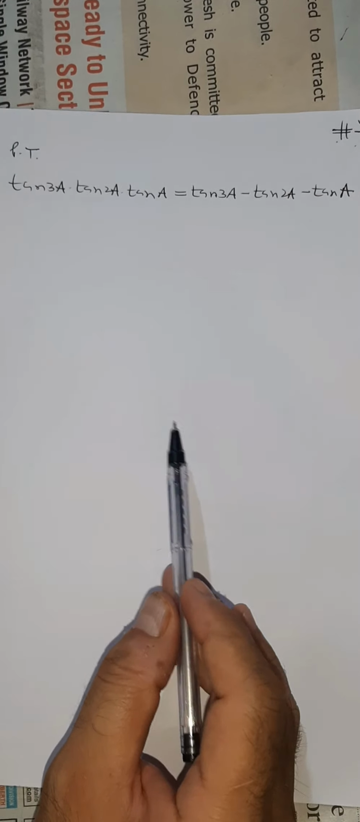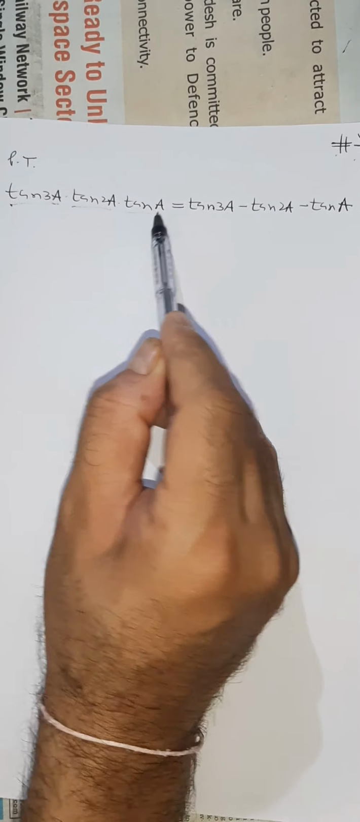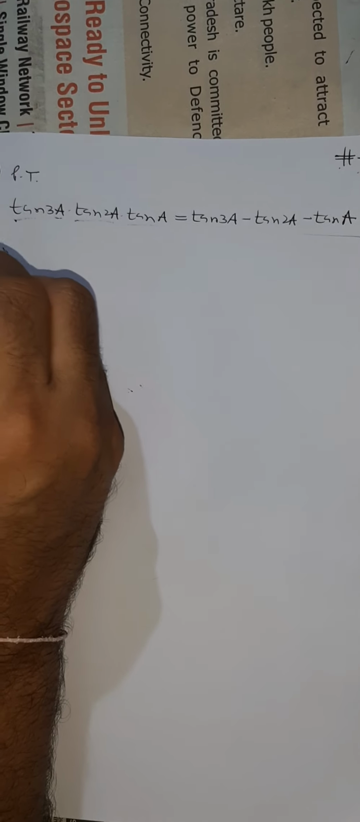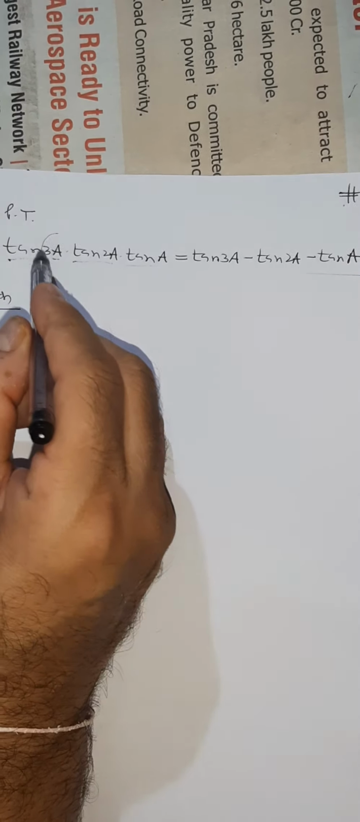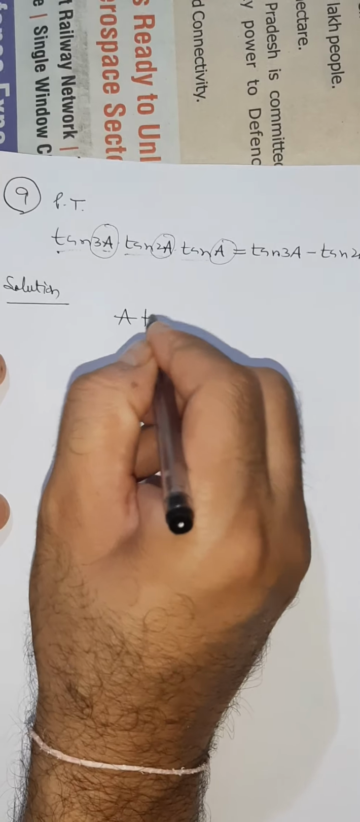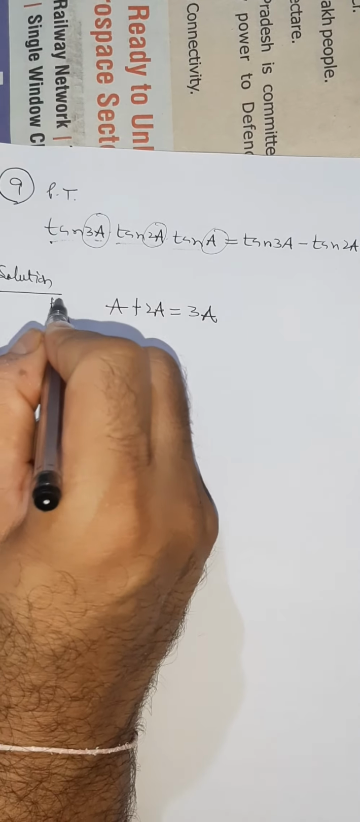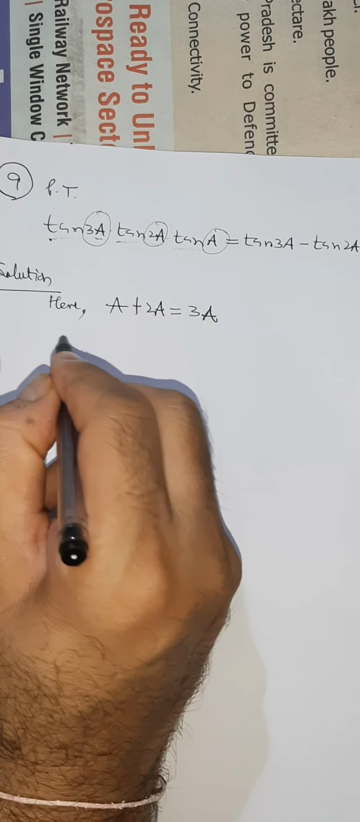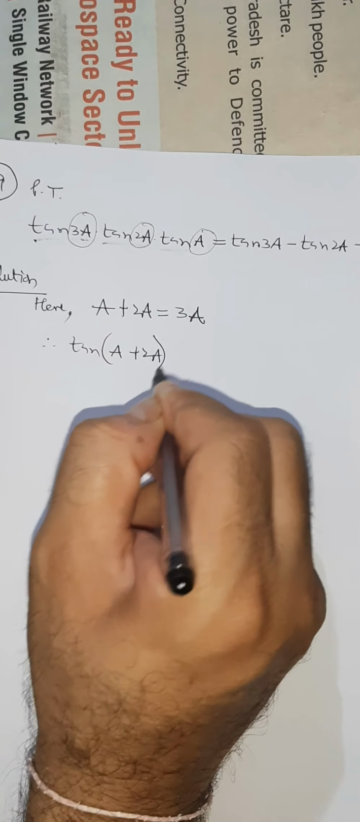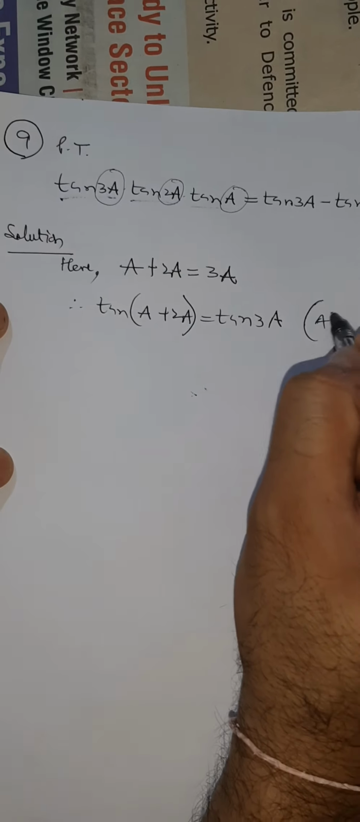So now the next question is, you are asked to prove that tan 3a, tan 2a, tan a equals this. Nothing is given. So what we notice from the question is, there are 3 angles, 3a, 2a and a. So we write a plus 2a equals 3a. Here we have just observed this from the question. Now I'll apply tan on both sides. So tan of a plus 2a equals tan 3a.